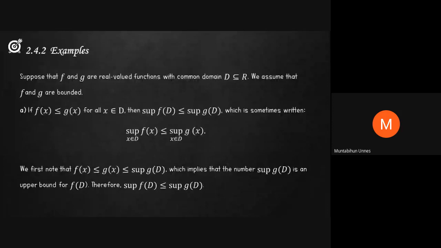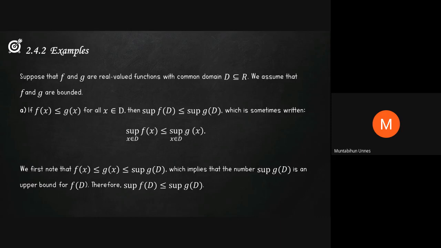Next, we are going to present an example of the supremum in functions. Suppose that f and g are real valued functions with common domain D, a subset of R. We assume that f and g are bounded. A. If f(x) is less than or equal to g(x) for all x element D, then the supremum of f(D) is less than or equal to the supremum of g(D), which is sometimes written the supremum of f(x) where x element D is less than or equal to the supremum of g(x), x element D.